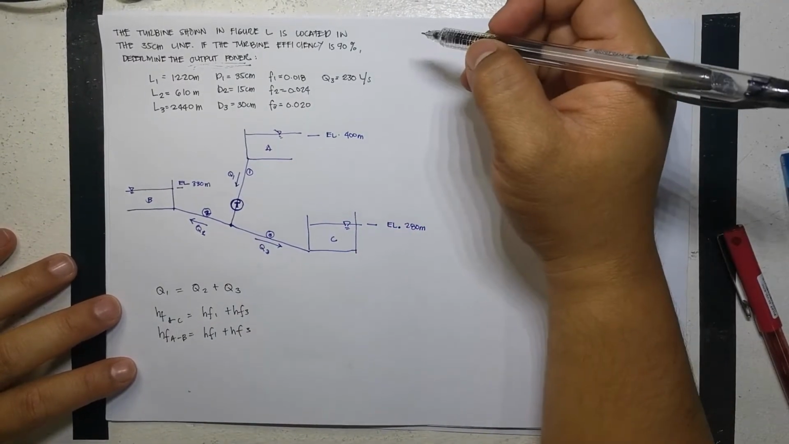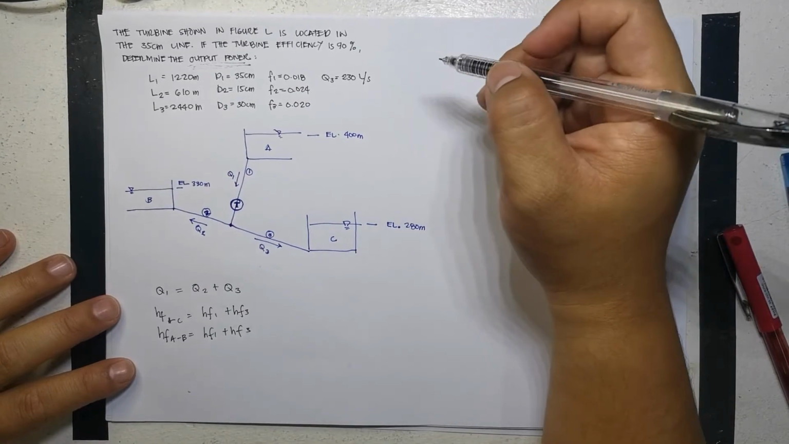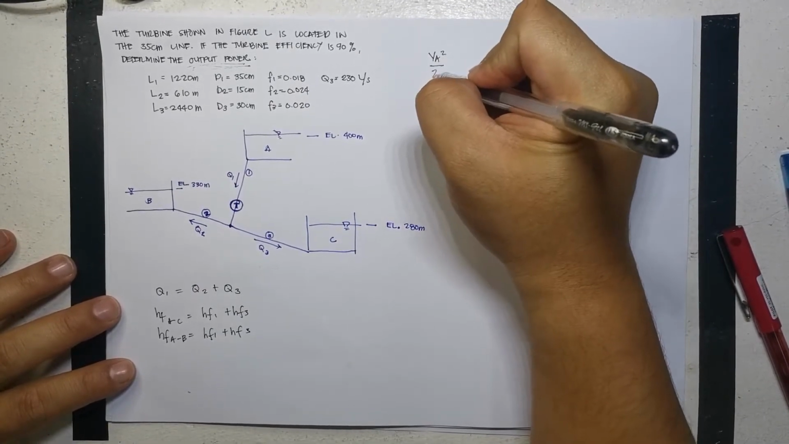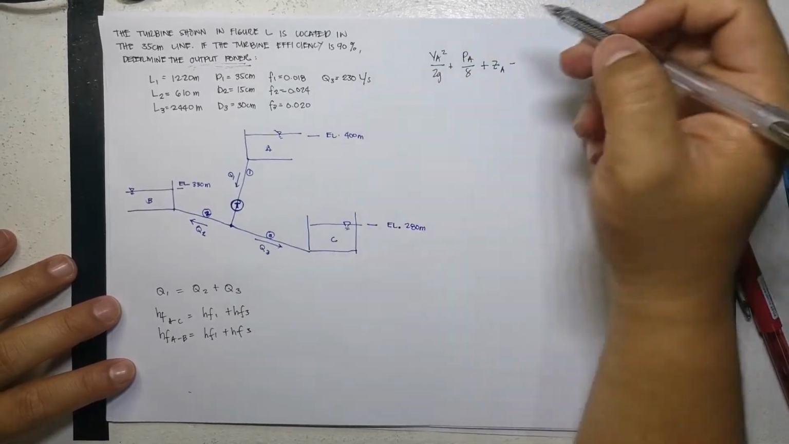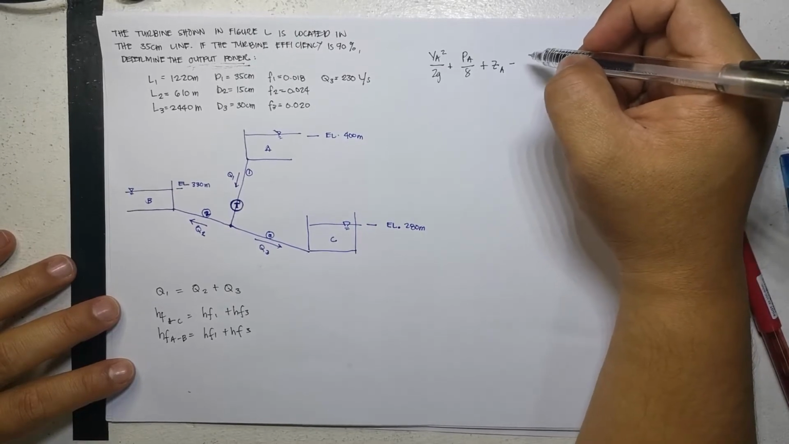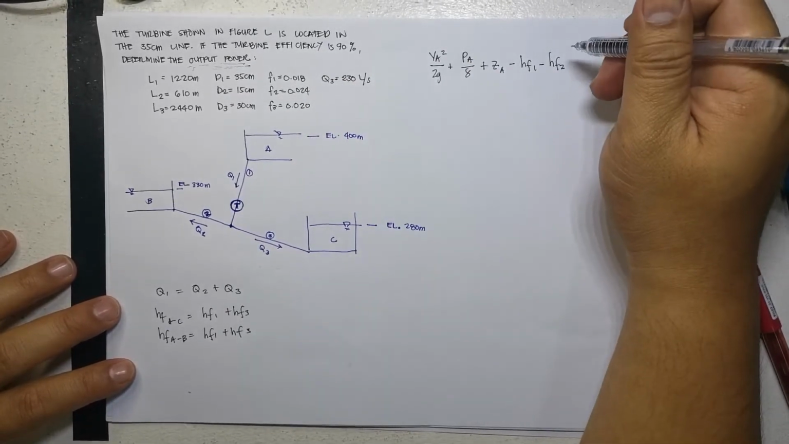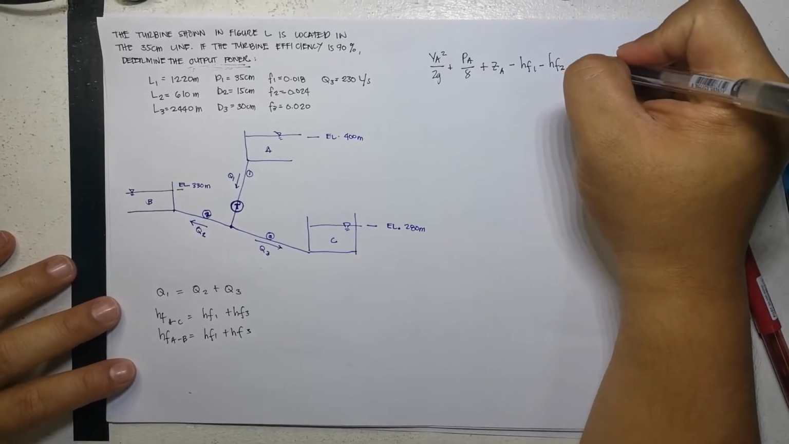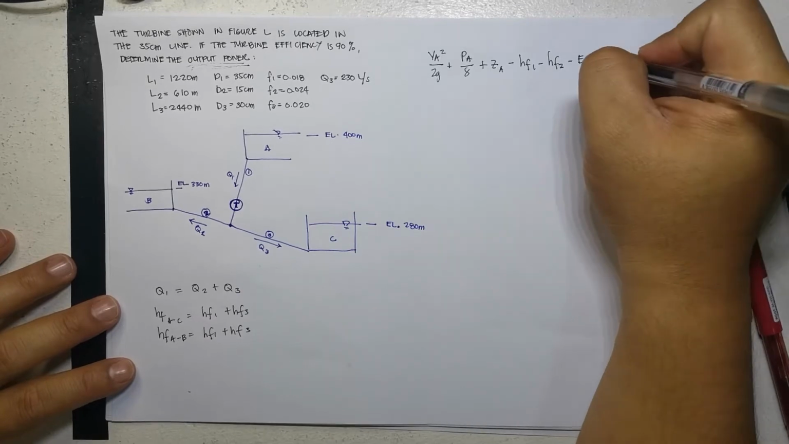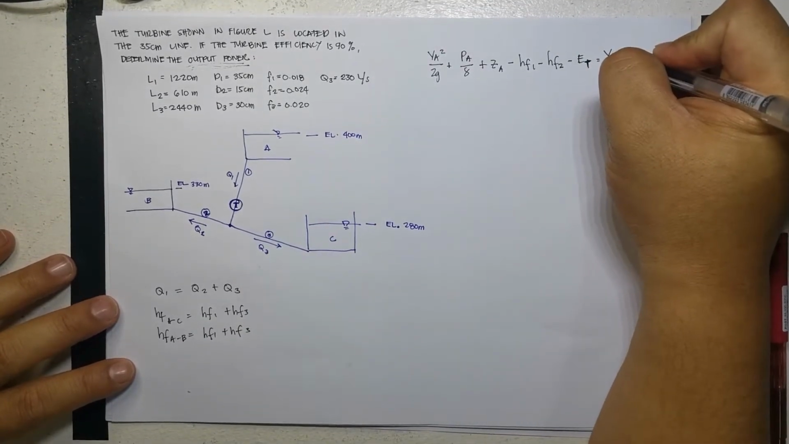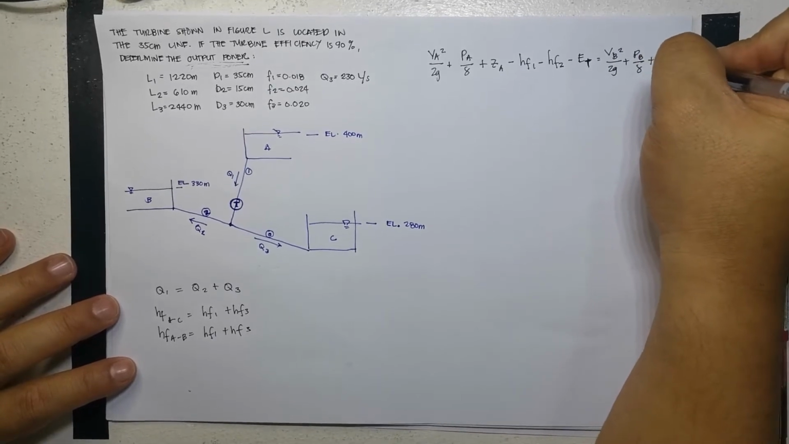So, sulat natin, mag-start tayo sa Bernoulli energy equation from reservoir A to reservoir B. So that will be VA squared over 2g plus PA over gamma plus ZA minus, unahin na natin yung friction loss na HF1 minus HF2, tapos yung energy input to the turbine, so ET, is equal to VB squared over 2g plus PB over gamma plus ZB. Okay.